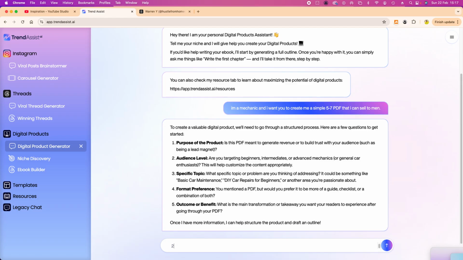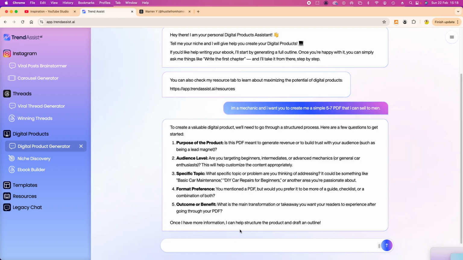Next thing, number 2, audience level. Are we targeting beginners? Yes, beginners. Beginners are best to target because those are the people that are actively looking for solutions. Okay? So let's bear that in mind.